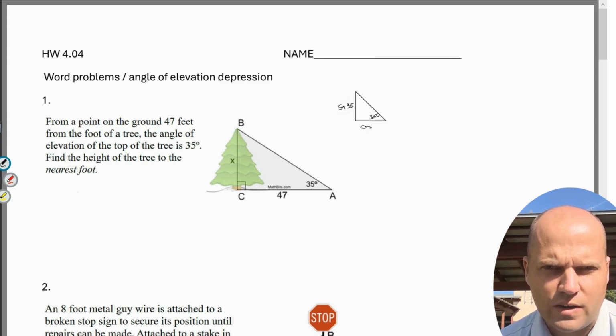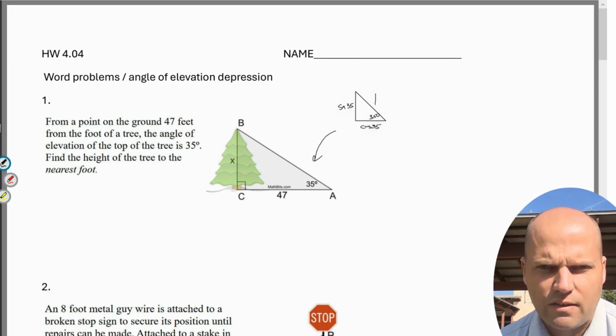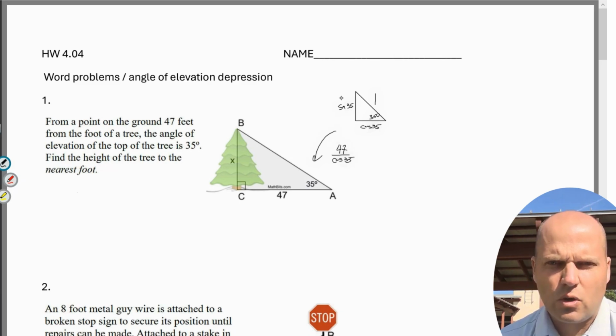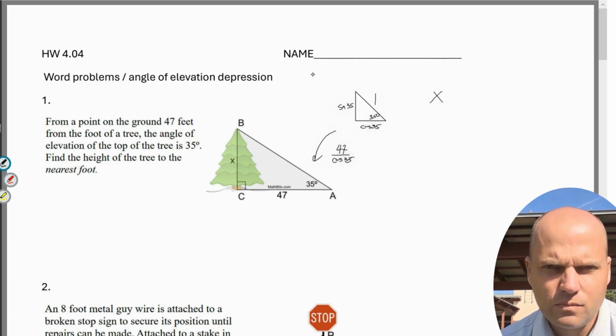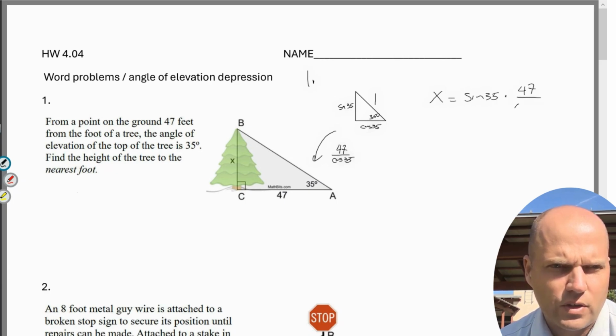This would be the cosine of 35. This would be 1. You are scaling this triangle by a factor of 47 divided by the cosine of 35. So you will need to take this sine 35 value and multiply it by that. So one way is to take sine of 35 and multiply it by 47 over the cosine of 35.